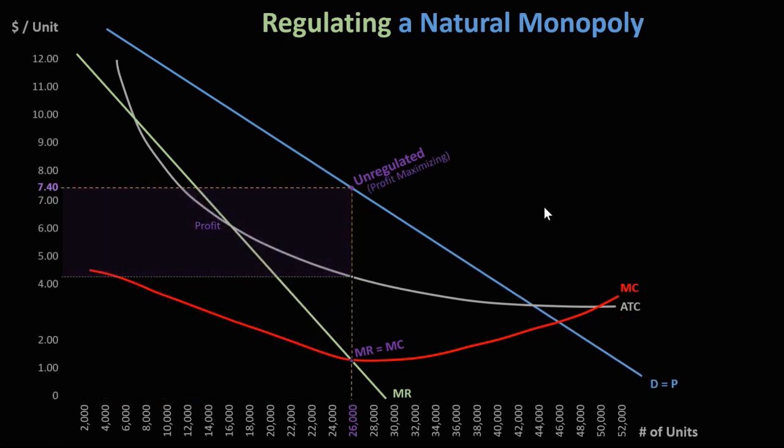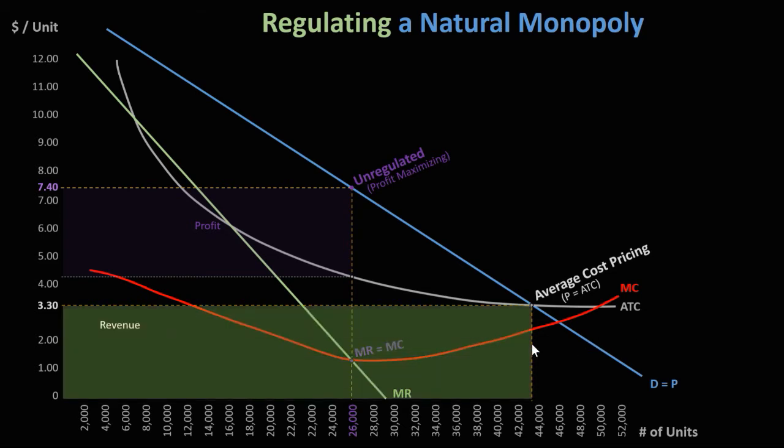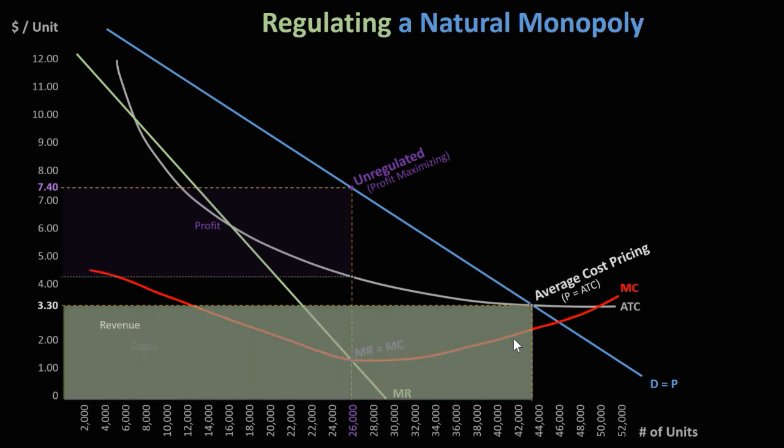Now, in terms of regulation, there are two that we're interested in looking at. The first one is average cost pricing. We determine average cost pricing by looking at the average total cost curve, the ATC, and finding the point where it intersects the demand curve, or the price curve. And that is what price is set to. So this means we'll be producing a quantity a little less than 44,000 and charging a price of $3.30. This is a good point because revenue equals the costs, and therefore there's no economic profit.